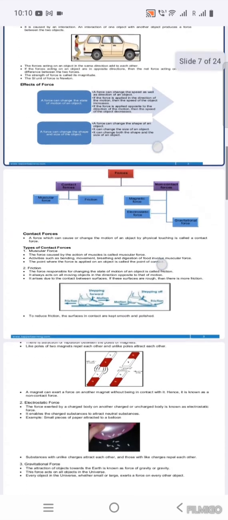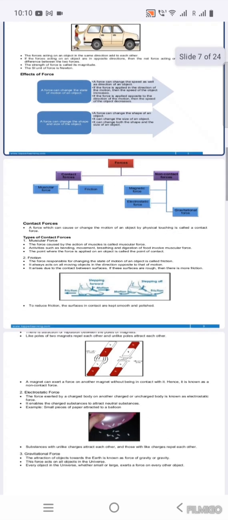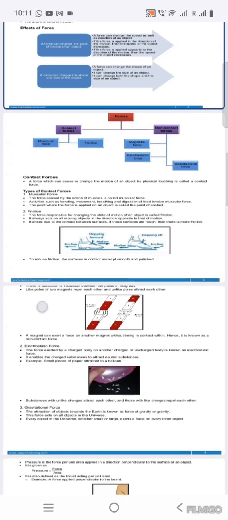Now you can see here the types of forces. Forces are basically of two types: contact force and non-contact force. Contact force means when two bodies come in contact with each other, then the force applied by one body on another is the contact force.